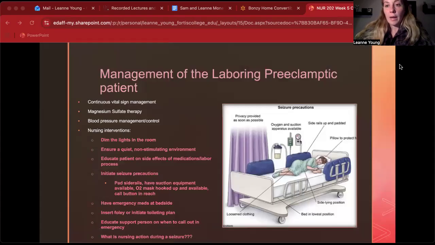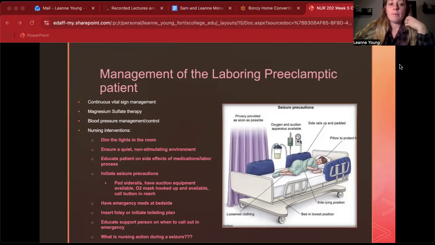How are we going to change the way that we manage labor on a patient who is preeclamptic? Because there are some things that we are going to need to do differently. So, these patients are going to be monitored very, very closely. So, continuous vital sign management. We're going to be watching their blood pressure. If we need to give them medications, we're going to be administering medications, which we are going to be talking about here in the next couple slides.